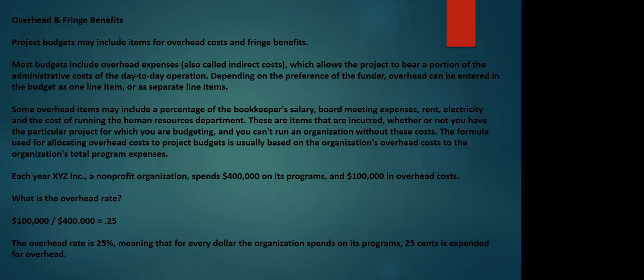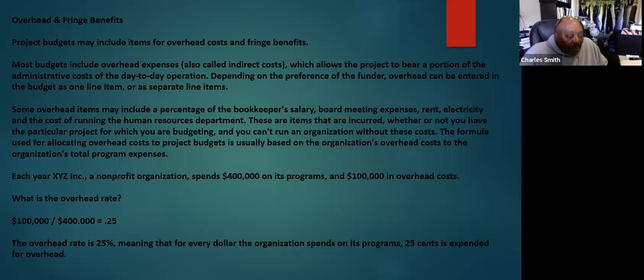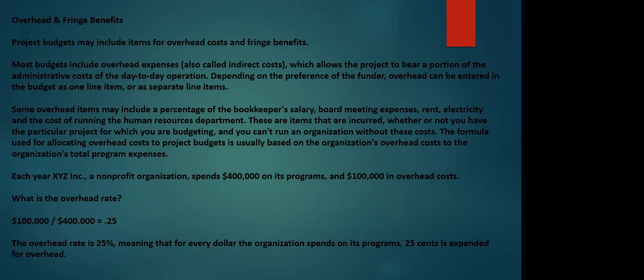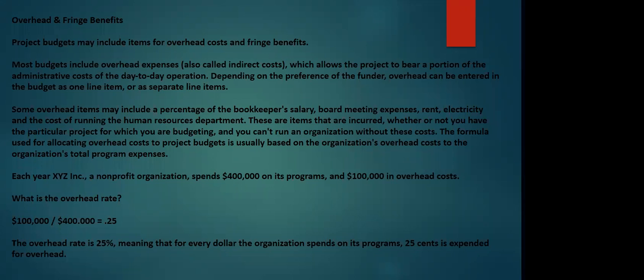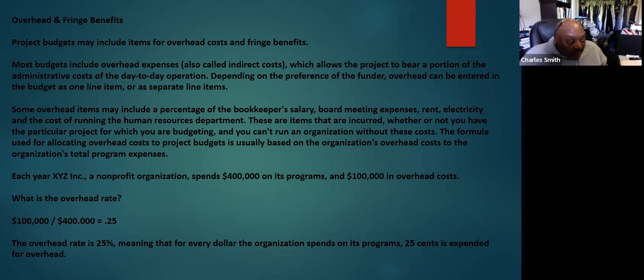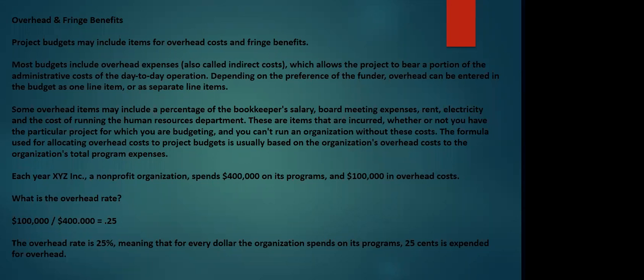And then read that last sentence again. The overhead rate is 25%, meaning that for every dollar the organization spends on its program, 25 cents is expended for overhead. So that's how you look at it when you start to plan your budget. You say for every dollar we're going to get, we need 25 cents to come back for administrative costs, meaning that 75% is going to go to program operation and 25% is going to go towards administrative costs or overhead. Gotcha. Okay, let's continue.